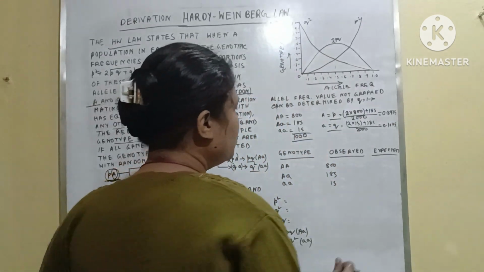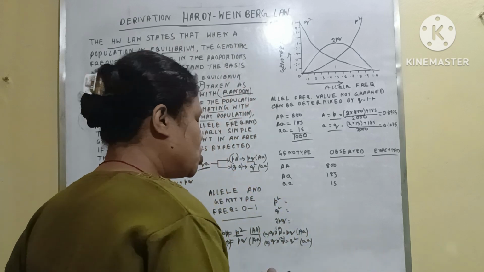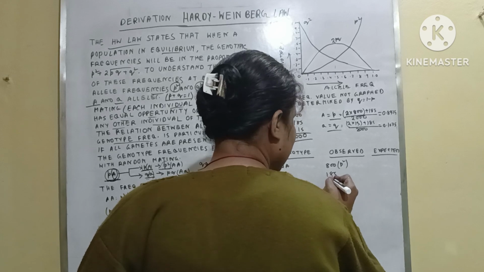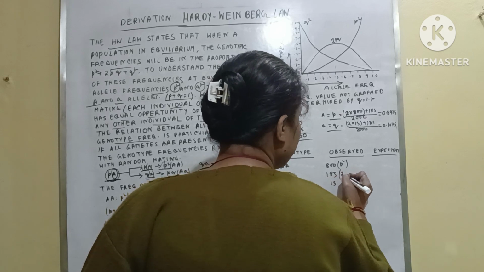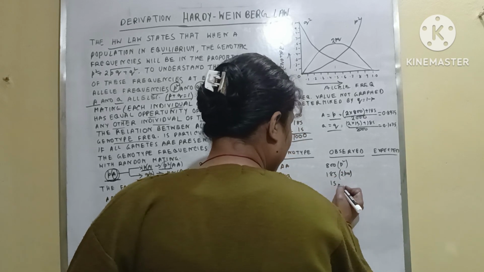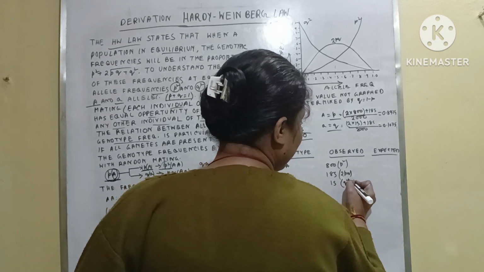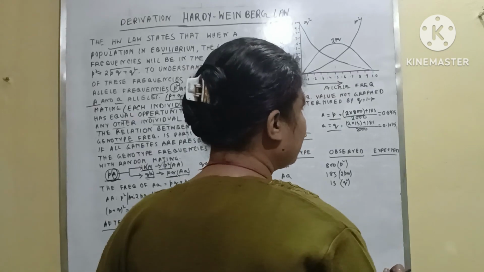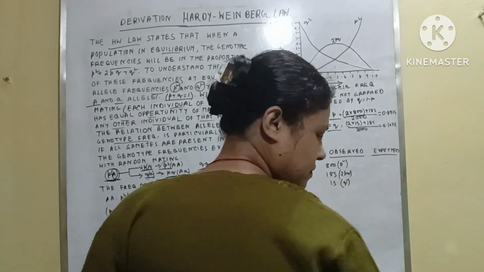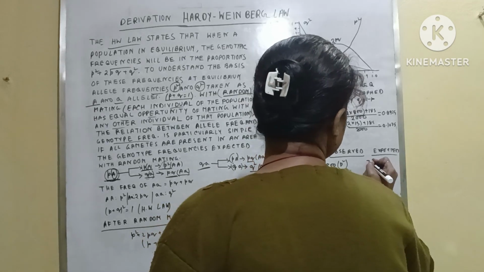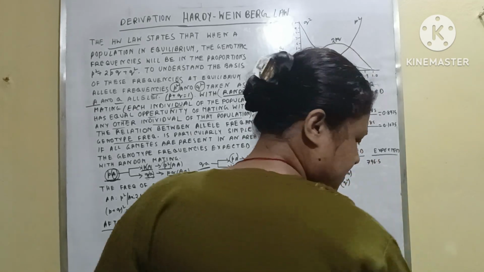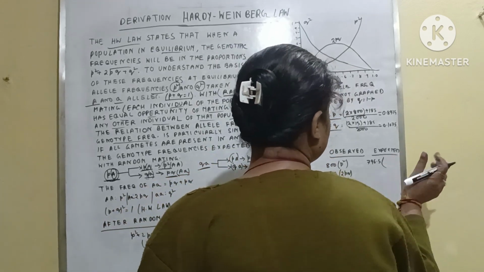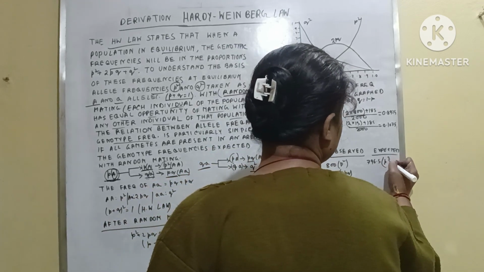Now we have to put the value in the expected column. So this 800 means p square. This 185 means 2pq, and this 15 means only q square. These are the observed values. Now we have to put the expected values. So here 796.5. How do we calculate it? The formula is written here.